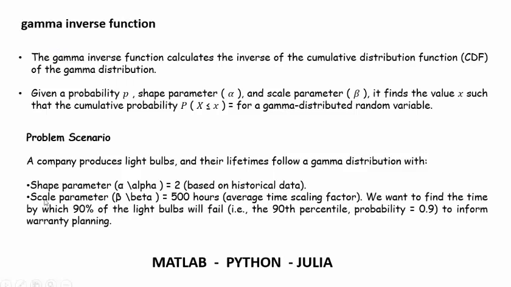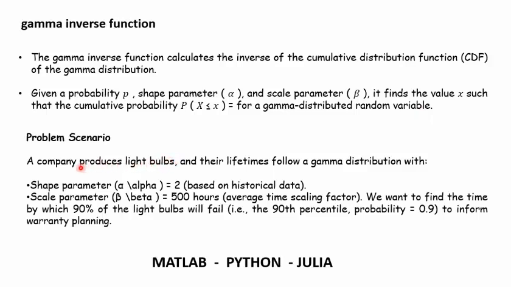As you see, the gamma inverse function calculates the inverse of the cumulative distribution function, CDF, of the gamma distribution. With this function, and given the alpha and beta, this function finds the value x such that the cumulative probability holds for a gamma distribution random variable.